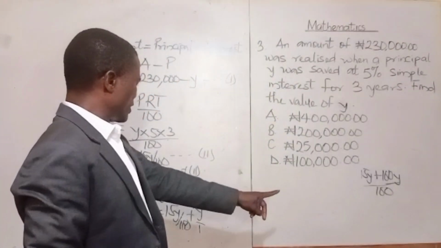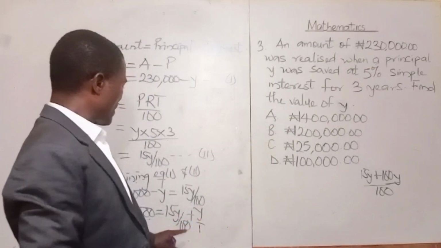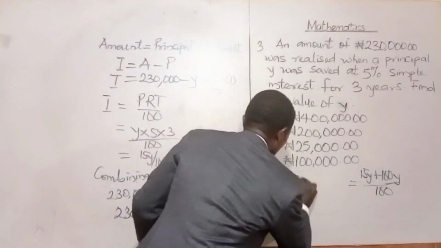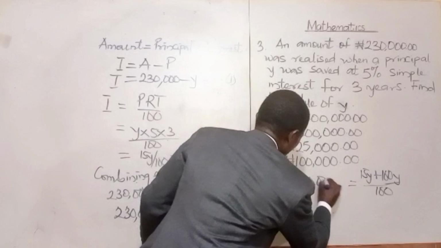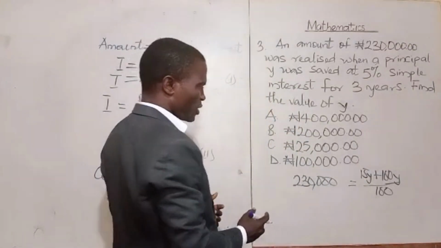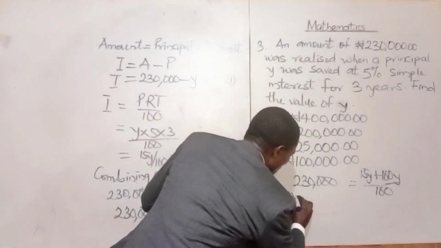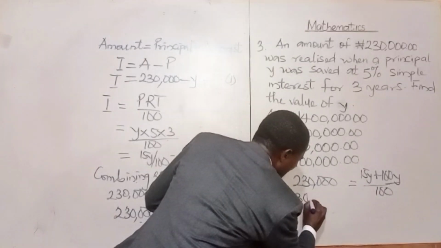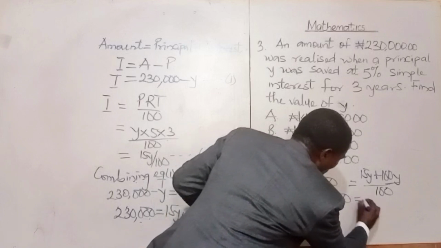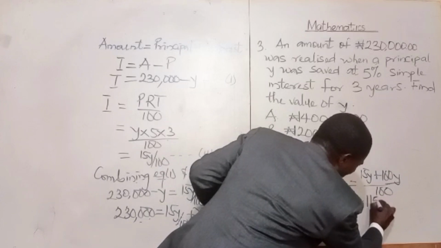And this one goes this way, which is equal to 230,000. Here again, I can do what we call cross multiply. When I cross multiply, I'm going to have 230,000 times 100, which is going to be equal to 15y plus 100y, it gives me 115y.